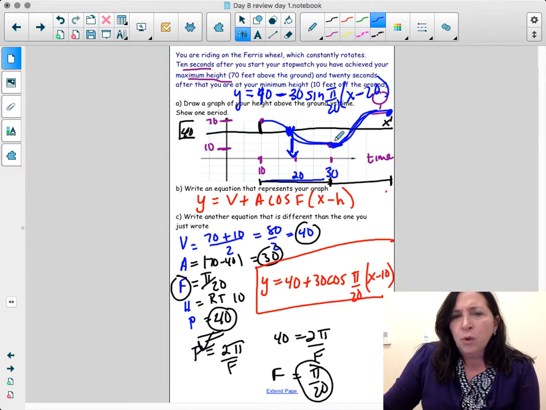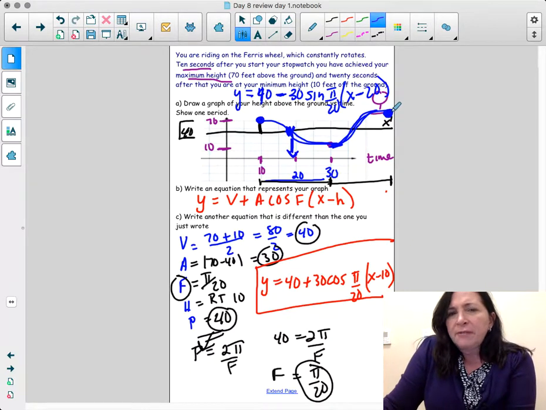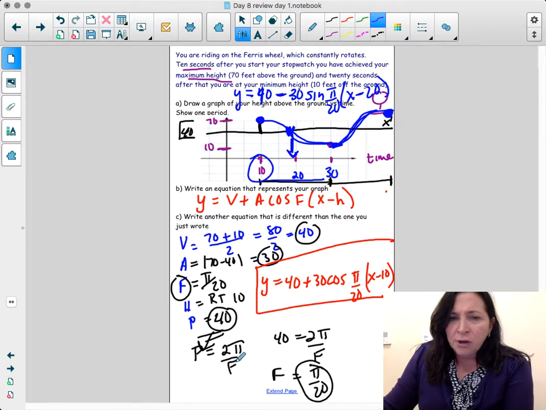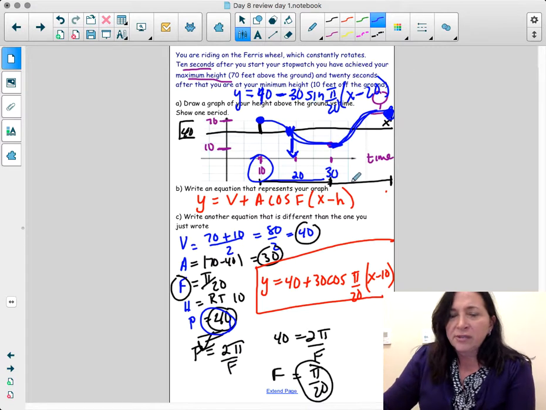One thing that I would ask you also is, if my highest point is here at 70, when is my next highest point, which is over here? When is that? How would I find that? So if I started at 10, right, and I know my period is 40, 10 plus 40 is what? 50. So that means that my next highest point is 50. So I might ask that.